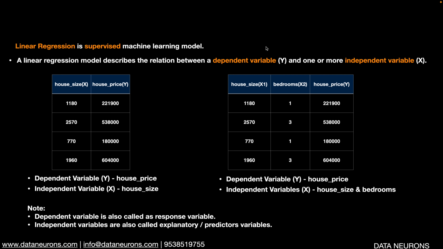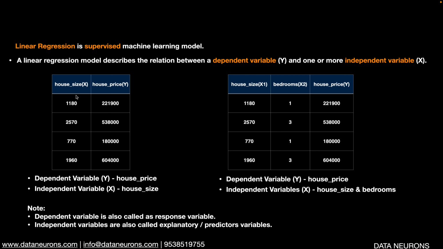Another way to remember this is y is called the dependent variable, and independent variables are represented as x. So let's take an example and understand how a linear regression model will describe the relationship between the dependent variables and independent variables. Let's talk about the independent variable first. Independent variables are nothing but the inputs or the features. For example, here we have house sizes, which are represented as x, and these are the corresponding house prices, which are represented by y. So here house size is the independent variable and house price is the dependent variable.